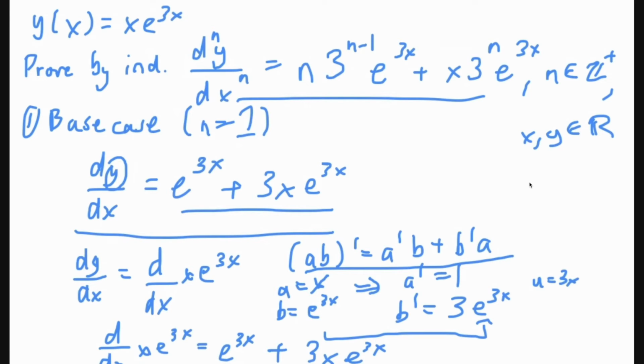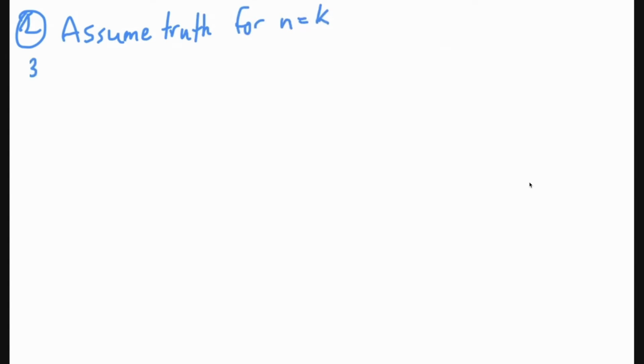Now I'll move on to the next slide, where we want to do the inductive hypothesis, which is really simple, right? We're just going to state: assume truth for n is equal to k. All right, and then for our inductive step, what we want to say is that we want to prove truth for n is equal to k plus 1.